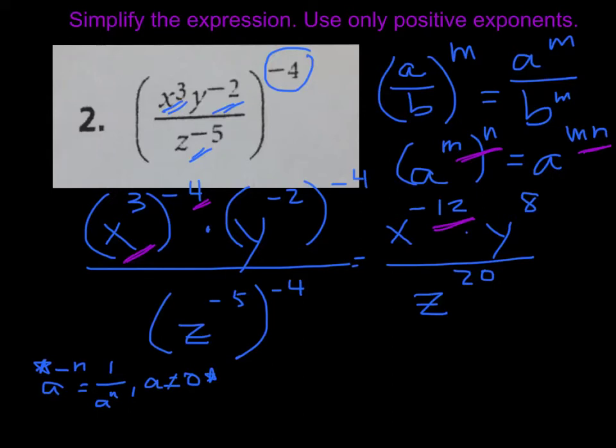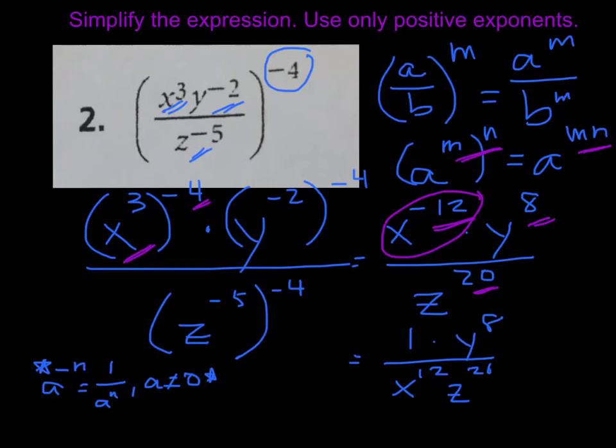So that's the definition I'm going to use to simplify here. So I'm just going to look at this term. Since the power of y is positive and z's power is positive, they don't move. Can't touch those. So I'm only moving the x, and x^-12 becomes 1 divided by x^12. But I still have my y^8 in the numerator, and I still have my z^20. And now I'm just going to multiply. So 1 times y^8 is y^8, divided by x^12 z^20. And that's your final answer for number 2.